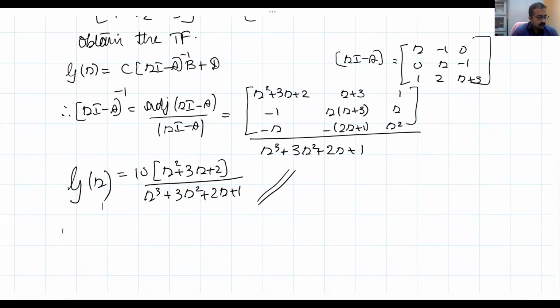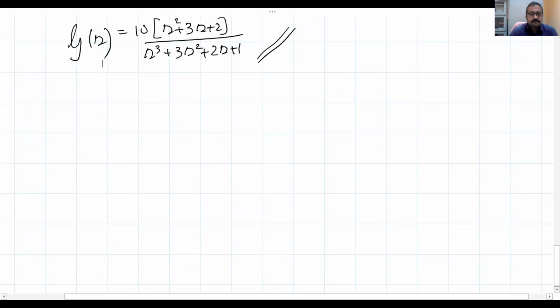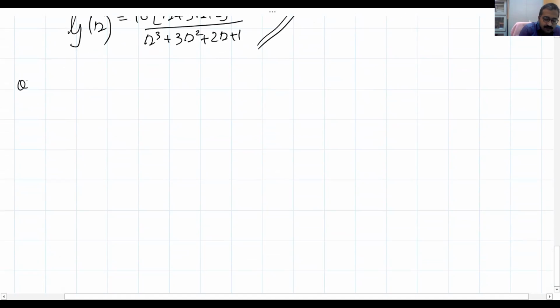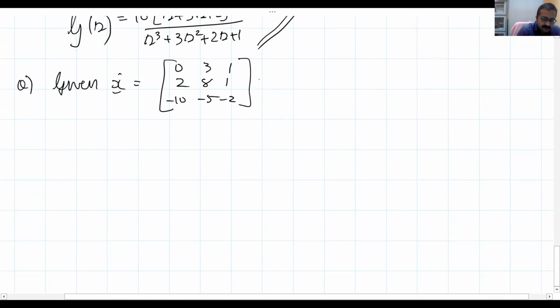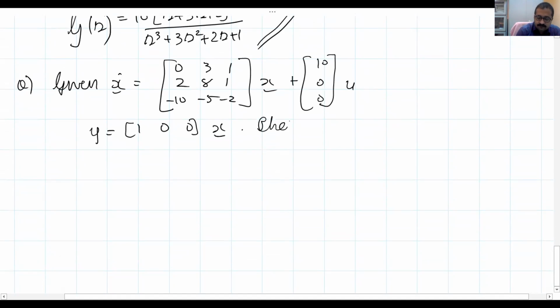Fine. Now let us try another problem. Given x dot equals [0, 3, 1; 2, 8, 1; minus 10, minus 5, minus 2] x plus [10, 0, 0] u, and y equals [1, 0, 0] x. Check for stability.